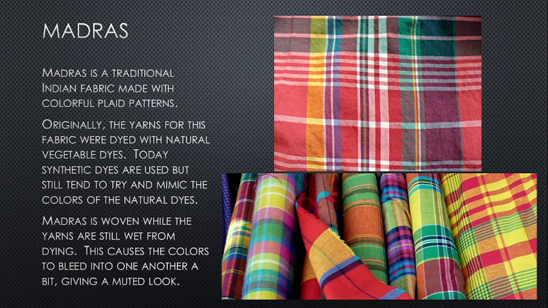Madras. Madras is a traditional Indian fabric made with colorful plaid patterns. Originally, the yarns used for this fabric were dyed with natural vegetable dyes. Today, synthetic dyes are used, but they still tend to try and mimic the colors of the natural dyes. Madras is woven from yarns that are still wet from the dyeing process. This causes the colors to bleed into one another, giving it a muted look.